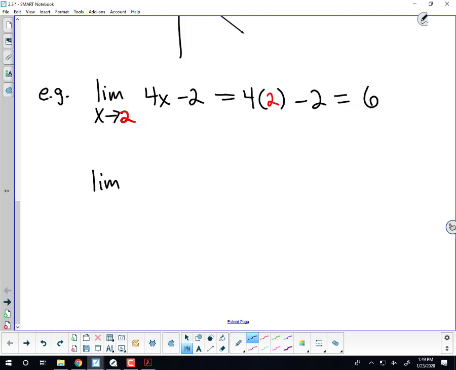Also, constants are linear functions. So like the limit as x approaches 3 on the horizontal line at y equals 5, what would that be? 5? What do y'all think?